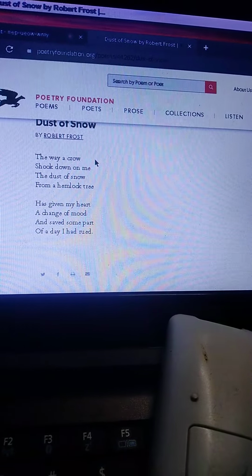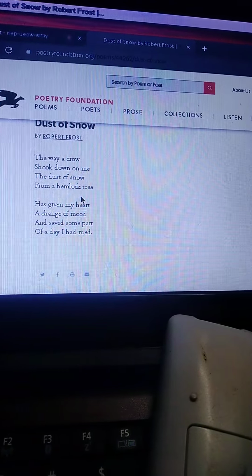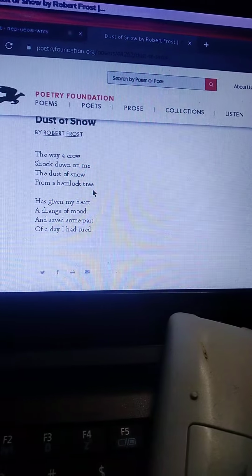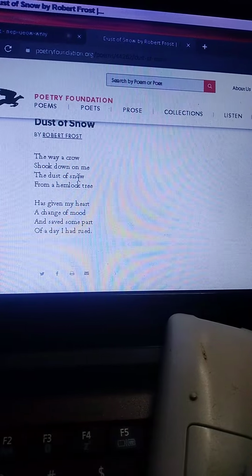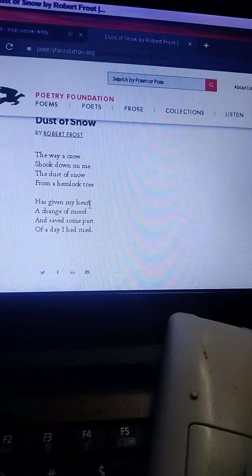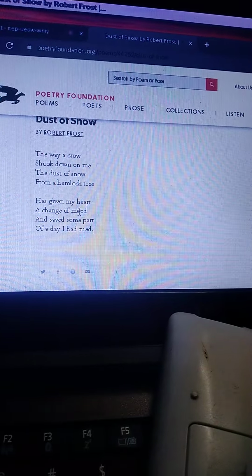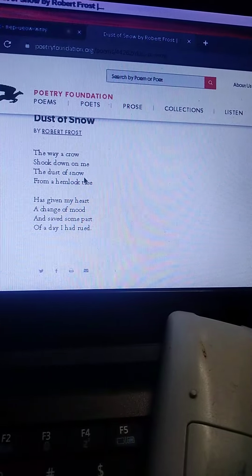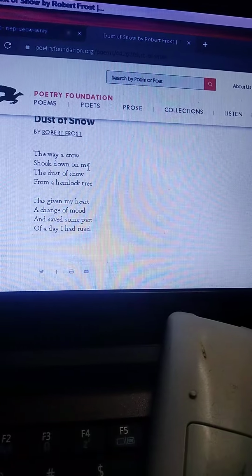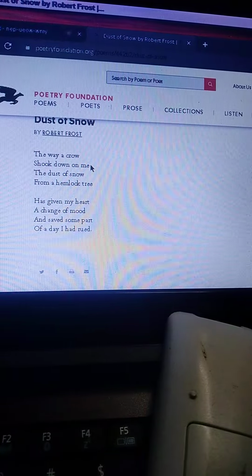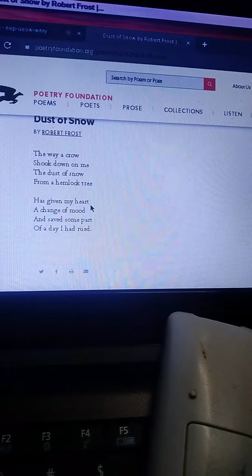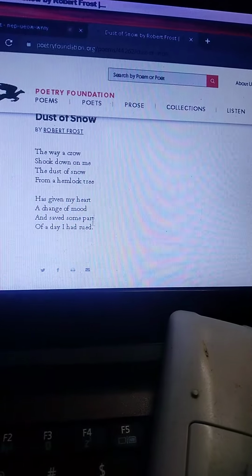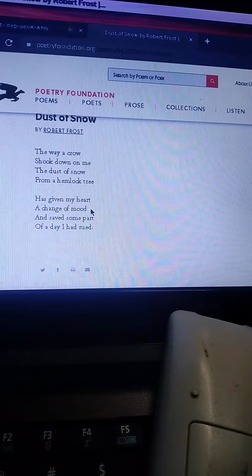An important thing that we notice here is the rhyming scheme, which is A, B, A, B, because with crow we see the rhyming snow, with me we see the rhyming tree, with heart we see the rhyming part, and with mood we see the rhyming rude. So again we find A in the first line, B in the second line, A in the third line, and B in the fourth line. So A, B, A, B.